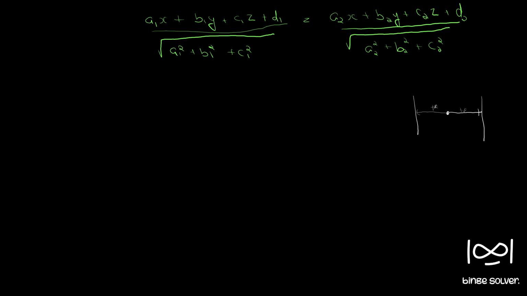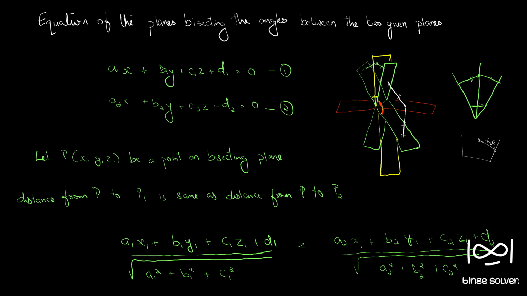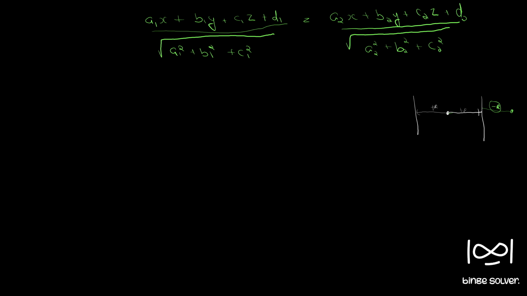But if we have a point here, the distance from the point to this plane will be considered negative, since it is opposite to the direction from the origin to the plane. So we will use this convention to differentiate the two planes here. I will explain this concept more.